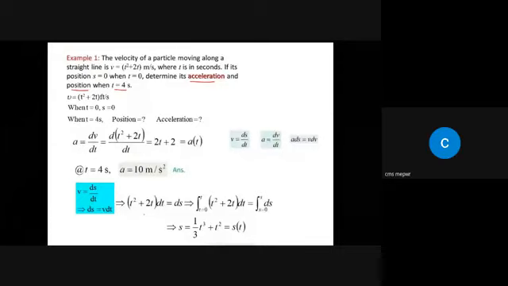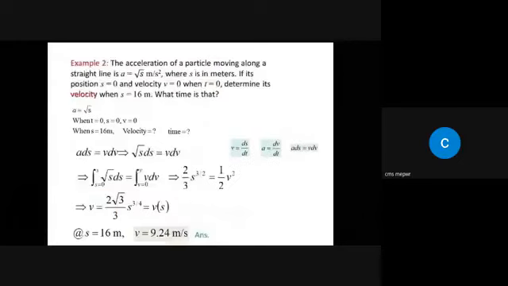स्क्रीन नजर आ रही है आप लोगों को? Yes, sir. जी सर. Okay, so now let's go through another example.